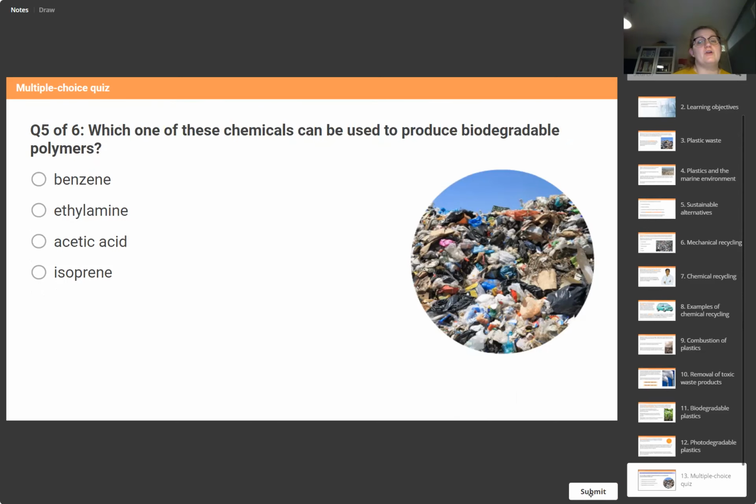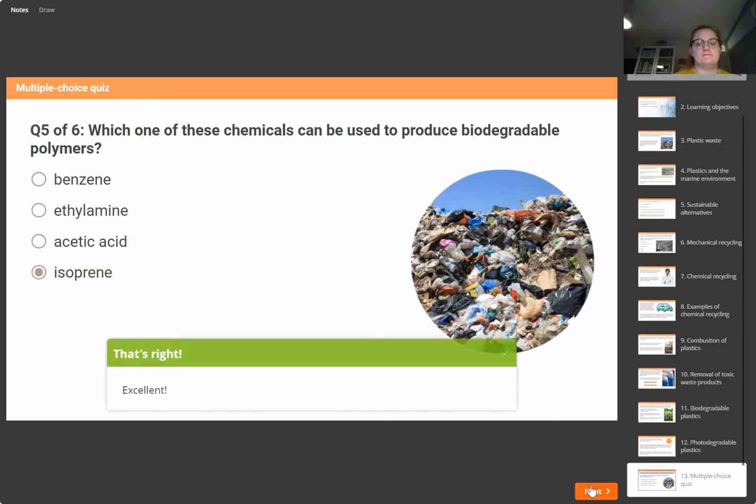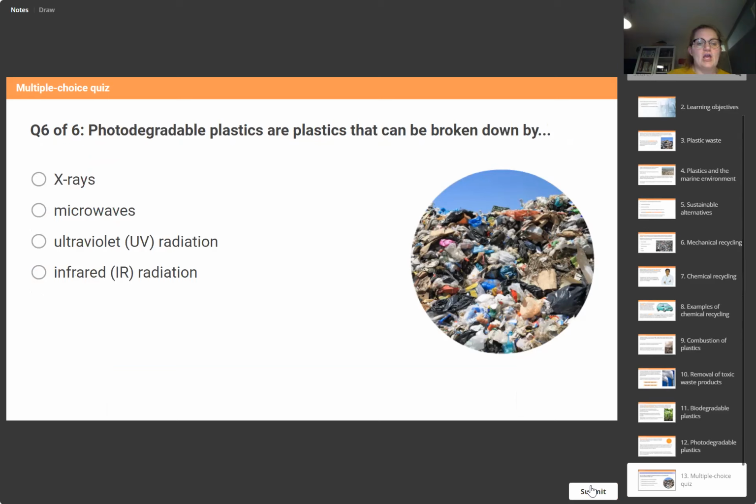Which one of these chemicals could be used to produce biodegradable polymers? And that is isoprene. And finally, photodegradable plastics are plastics that can be broken down by UV radiation.